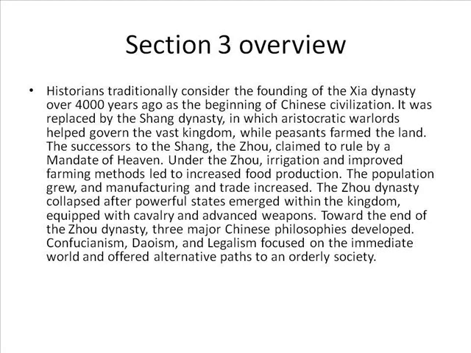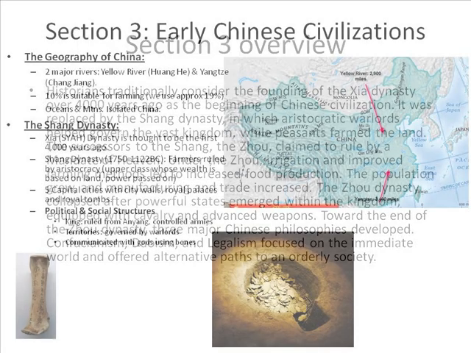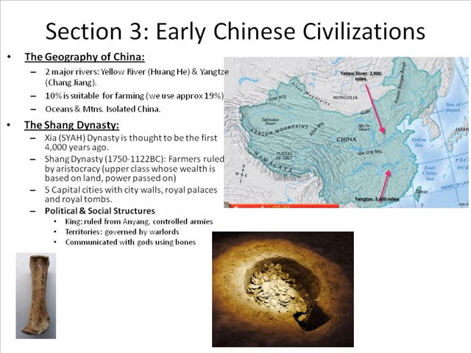Toward the end of the Zhao dynasty, three major Chinese philosophies developed, or you can call them religions. Confucianism, Taoism, and legalism focused on the immediate world and offered alternative paths to an orderly society. All right, next slide. You guys can kind of look at the pictures as I go through this.